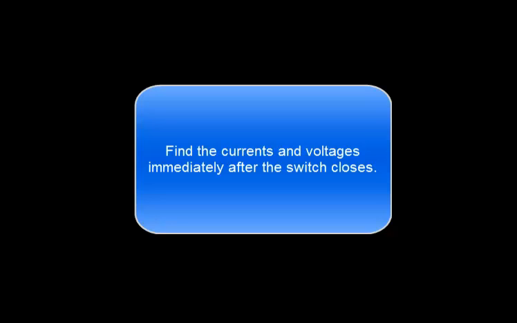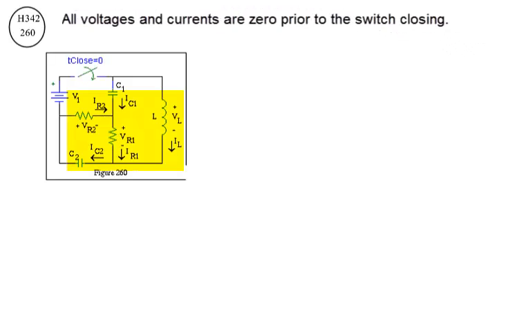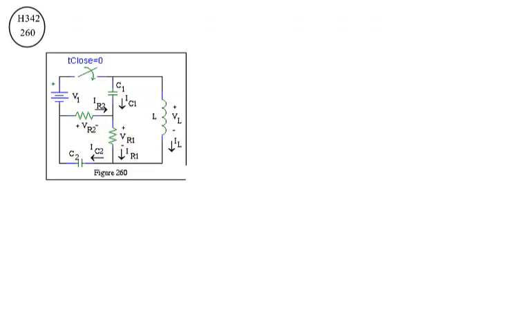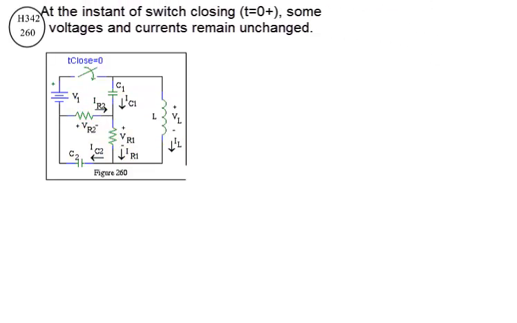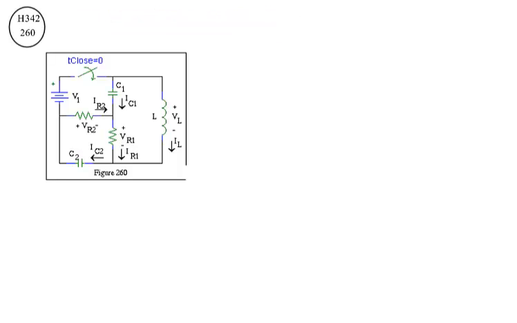Find the currents and voltages immediately after the switch closes. The switch closes at t equals 0. All voltages and currents are 0 prior to the switch closing. At the instant of switch closing, t equals 0 plus, some voltages and currents remain unchanged. The current voltage relationships for the capacitor and inductor indicate what remains unchanged.